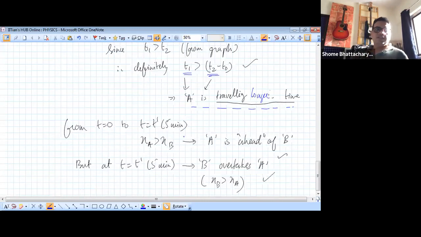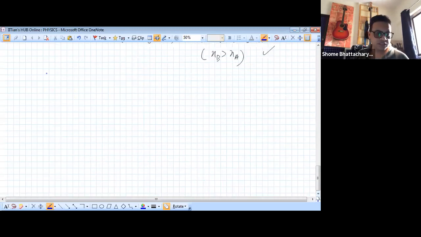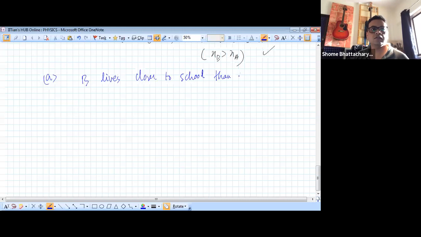Okay, so now with all this information in mind about the graphs and all that, let us quickly go through the options and make a choice of which option is correct. Okay. So option A मुझे क्या कह रहा है? Option A बता रहा है that B lives closer to the school than A.